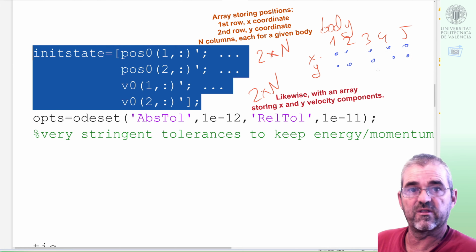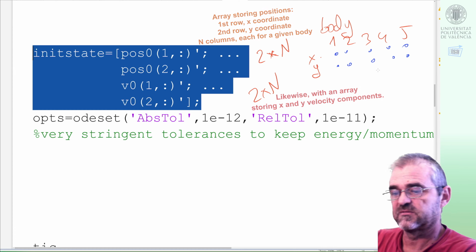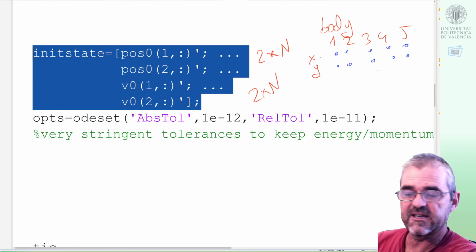So depending on whether we address rows, such as in this case, we are getting the 5 x positions and the 5 y positions, same for speeds. And if we address columns, later on when computing gravitational force, then we will obtain a column vector with the xy position of a given body. So this is how we organize our data.